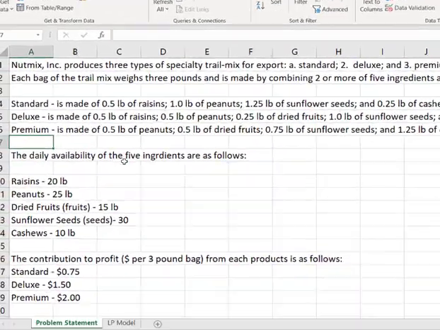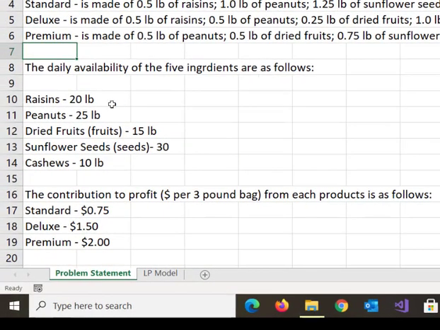The daily availability of these 5 ingredients are as follows. We have 20 pounds of raisins, 25 pounds of peanuts, 15 pounds of dried fruits, I'll just call them fruits, 30 pounds of sunflower seeds, I'll just call them seeds, and 10 pounds of cashews. And the contribution to profit per each 3-pound bag of the 3 products are as follows. The standard is 75 cents, deluxe is $1.50, and the premium is $2.